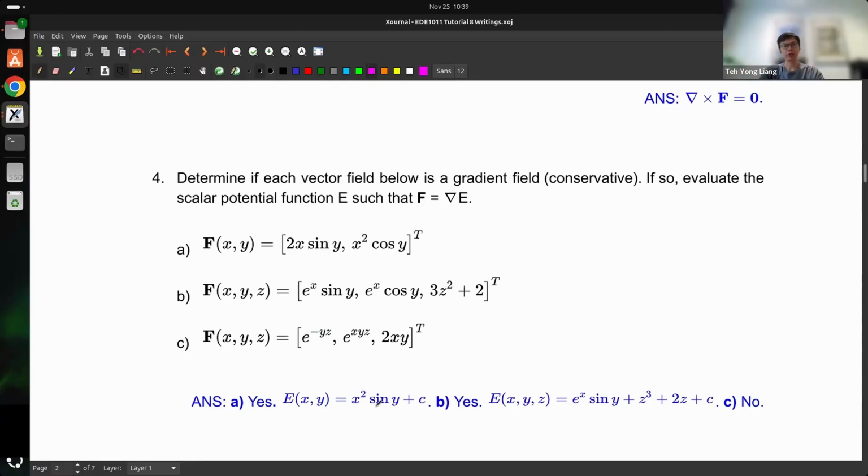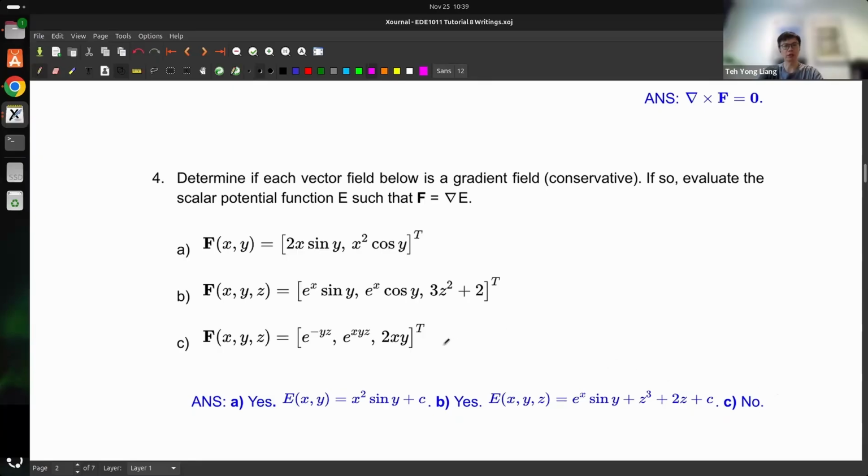Do I need to do any of them? So you can see that in 4C, the curl is not 0. So if the curl is not the zero vector, then it is not conservative. Not conservative means the three components here are not obtained from differentiating some scalar function. That means it is not a gradient vector. This part C, this vector F here, is not a gradient vector.